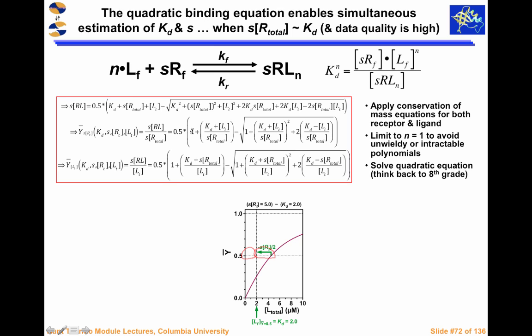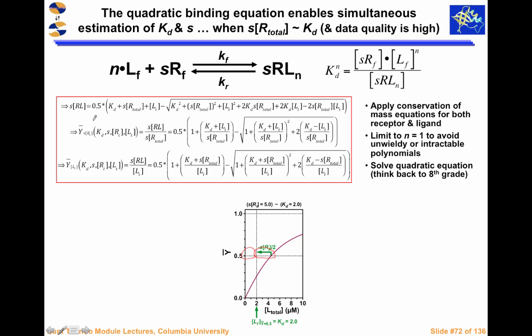For the time being, let's just say that when n equals 1, we've already been through this in class, we can take this equation and substitute SRF equals SRT minus SRL. We can set the free receptor to the total minus the bound. We can also set the free ligand to the total minus the bound. When we multiply that together, we get a quadratic equation. We can solve the quadratic equation. The solution to the quadratic equation is indicated here.